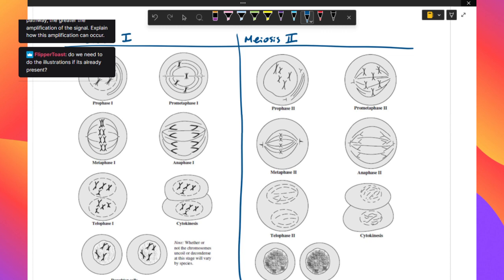Do you need to do the illustrations if it's already present? Absolutely not. However, in memorizing these, especially the differences between them, tracking the number of chromosomes, things like that, I found it extremely helpful for my own edification to redraw these over and over and over again, and that was my way of memorizing these steps and the important features of them. So no, for the purposes of getting that sweet extra credit, you do not need to redraw these, but it would behoove you to, if only to support your learning of the material.